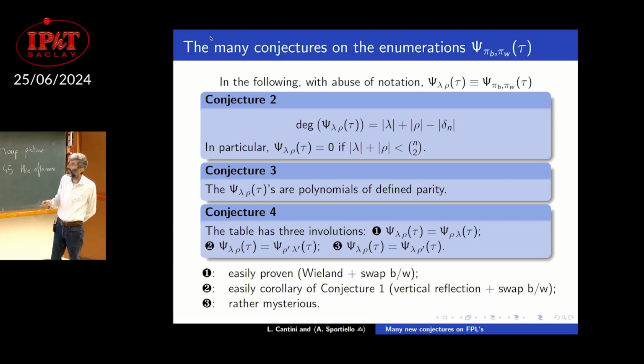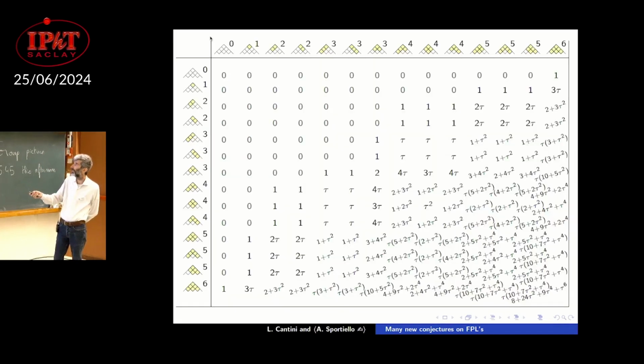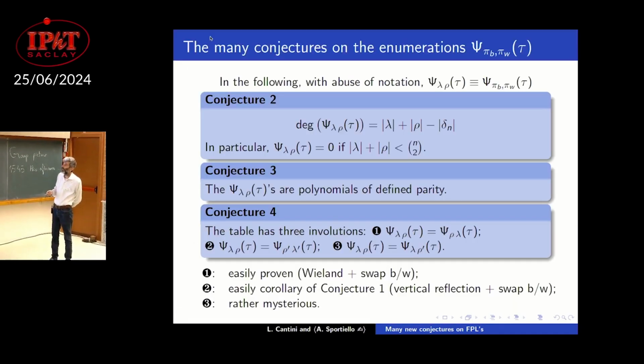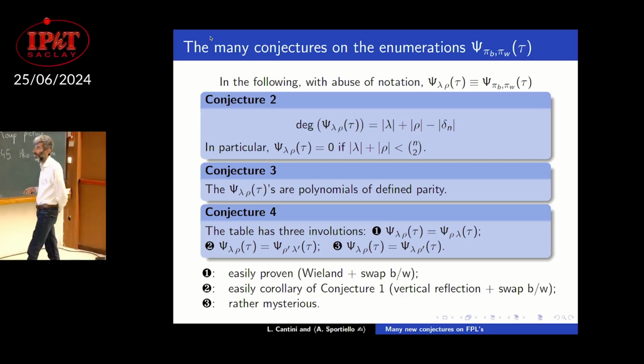And then this conjecture 4 is puzzling. We have 3 involutions. Lambda rho equals rho lambda. Okay, come on, that happens. Lambda rho equals rho prime lambda prime. And then the third one: lambda rho equals lambda rho prime.